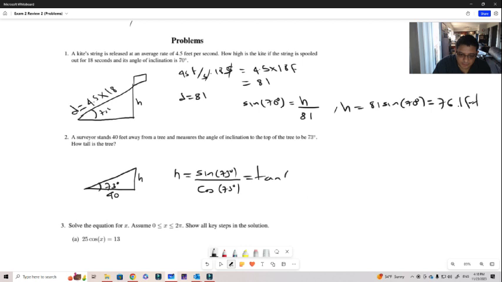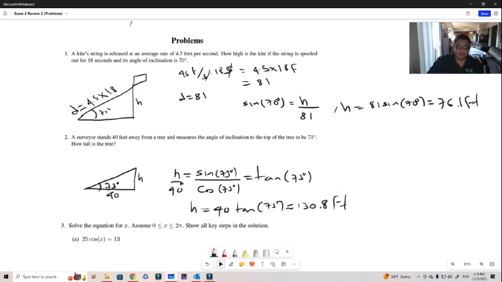So h over 40 is the tangent of 73 degrees. And so this means at the end, h is just going to be 40 tangent 73, which is going to be 130.8 feet. Notice that it's important to remember the trigonometric function definition, and here we use the opposite over the adjacent.